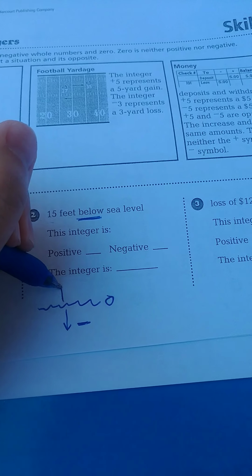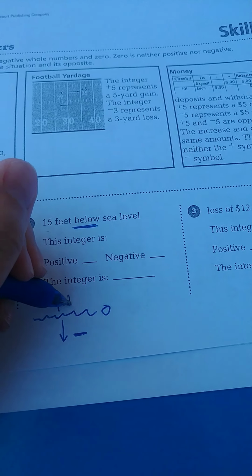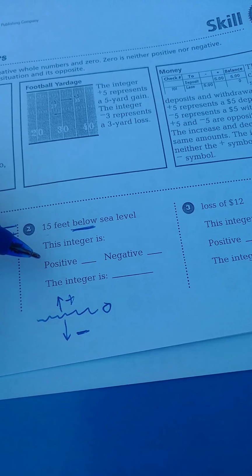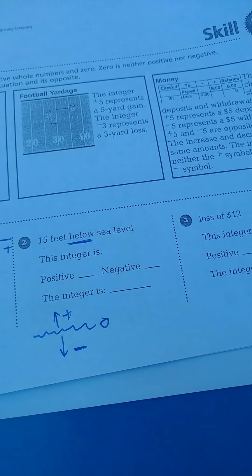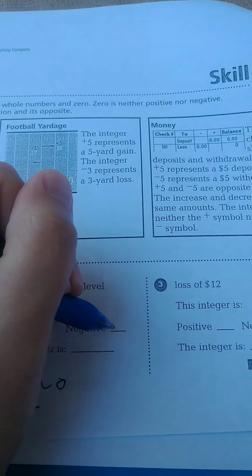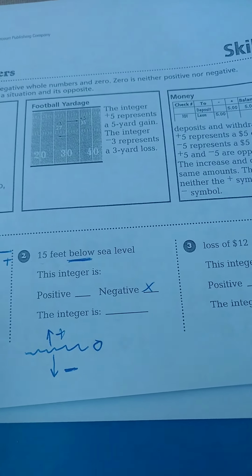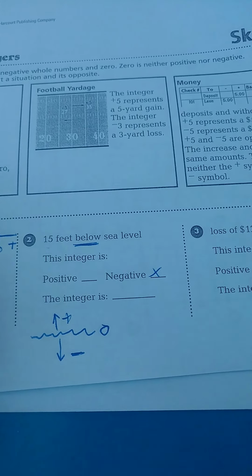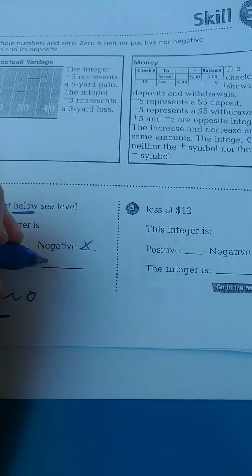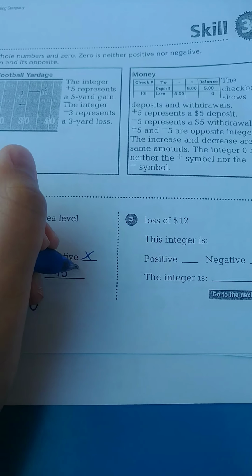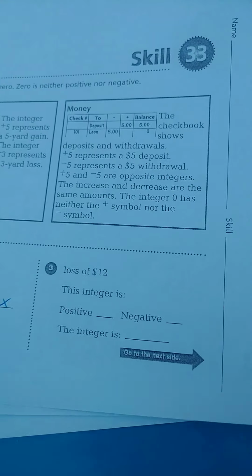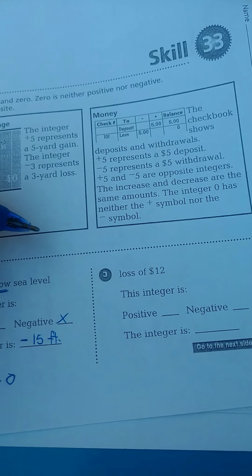If we were above sea level, it would be positive. So the integer here, is it positive or is it negative? Right, it's negative. So the way we would write the integer is negative. We would say 15 feet, so negative 15 feet. Pretty simple. And then we have a loss of $12.